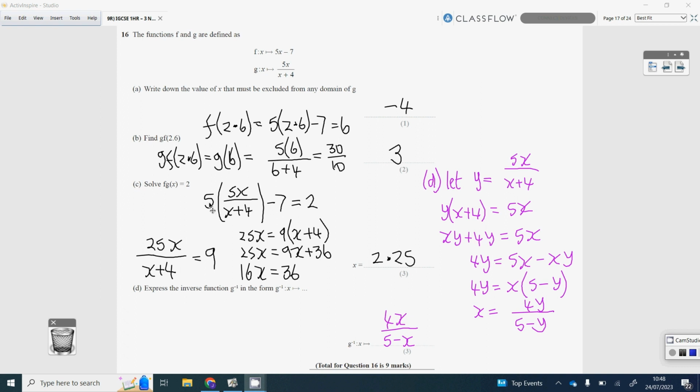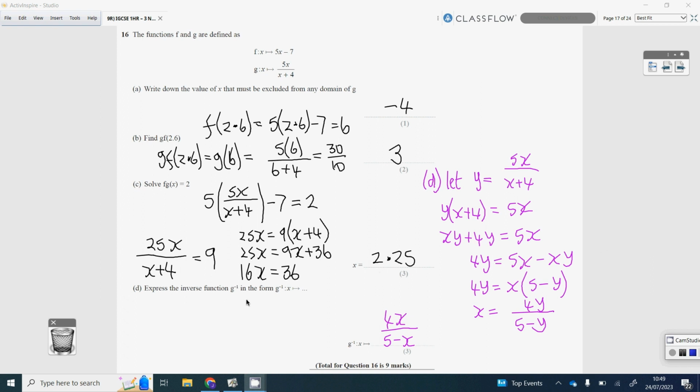So first of all, I've just multiplied by 5. So 5 lots of 5x over x plus 4. And I've also added 7 to both sides. So 25x over x plus 4 equals 9. Multiply both sides by x plus 4. Gives me this. And multiply out the bracket, gives me 25x equaling 9x plus 36. Take away 9x from both sides. 16x equals 36. Divide by 16. I get 2.25.